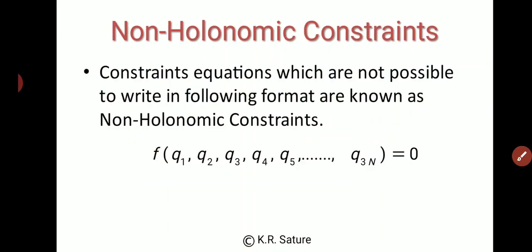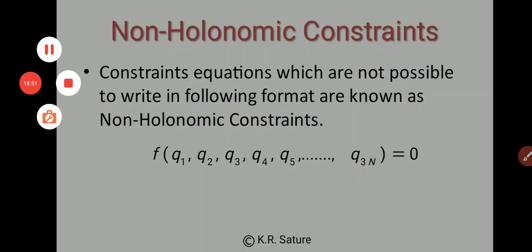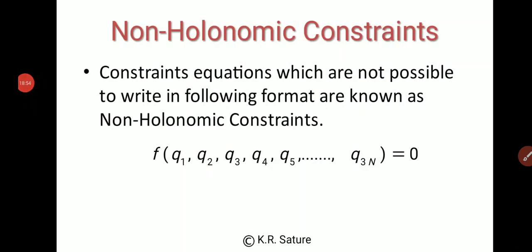So next, non-holonomic. As it suggests, non-holonomic means whatever happens for holonomic, it does not happen for non-holonomic. The definition is easy. Definition is like this: constraint equations which are not possible to write in the following format are known as non-holonomic constraints. So this is the equation. If there is some system which I cannot write in this format, then that constraint on that system is a non-holonomic constraint.